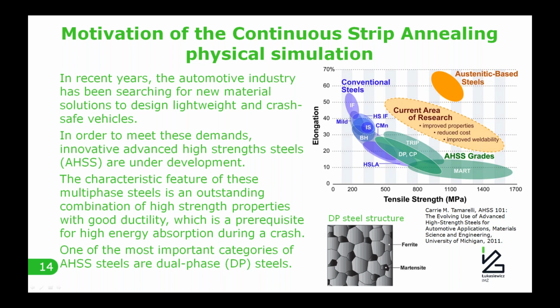The other performance requirements of an automobile body structure include structural static stiffness, crashworthiness, durability, harshness, noise, and vibration damping. In order to meet these demands, innovative advanced high-strength steels are under development. The characteristic feature of these multi-phase steels is an outstanding combination of high-strength properties with good ductility, which is a prerequisite for high energy absorption during a crash. One of the most important categories of advanced high-strength steels are dual-phase steels.